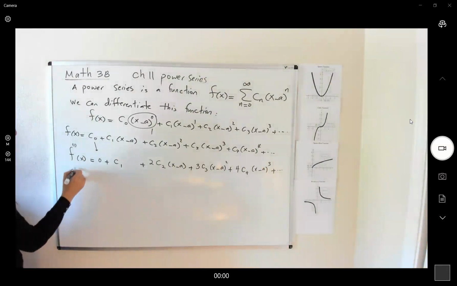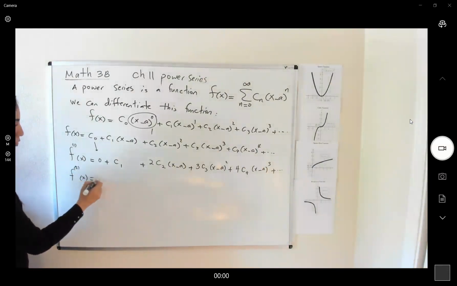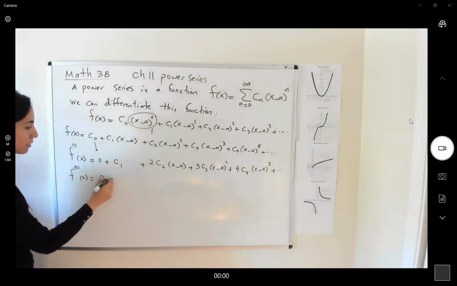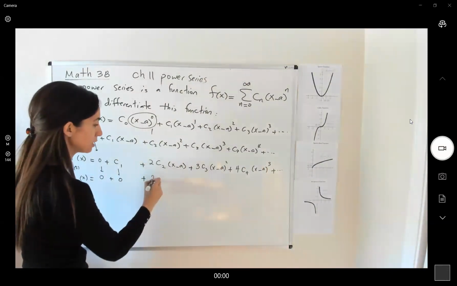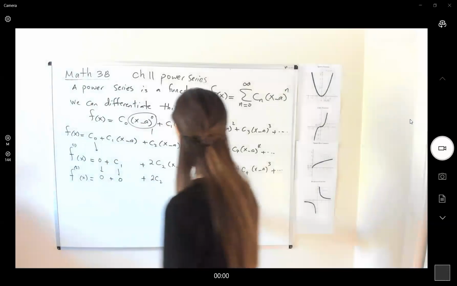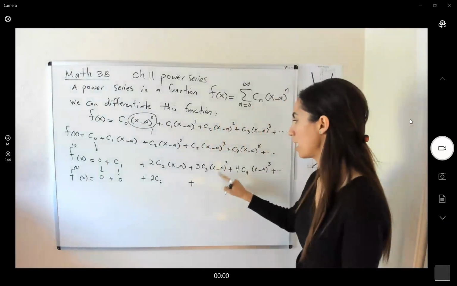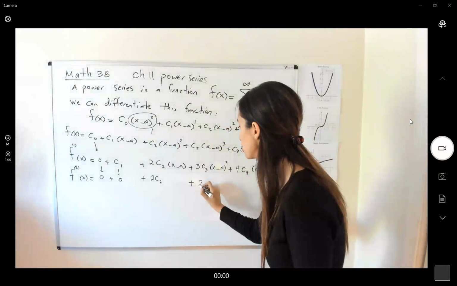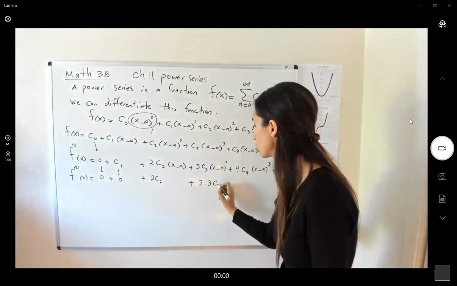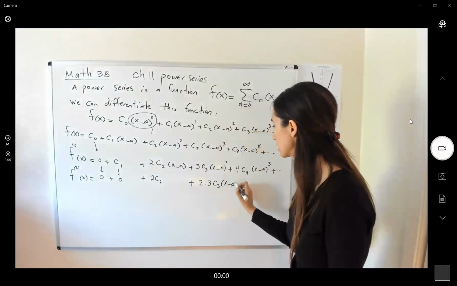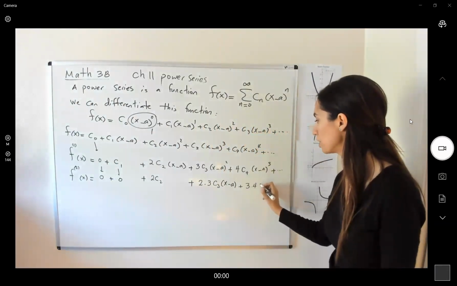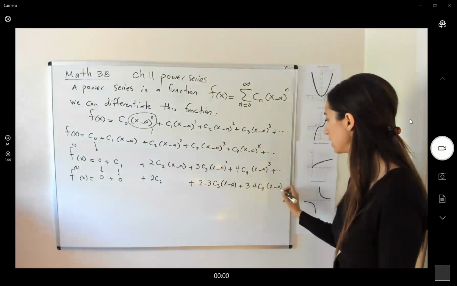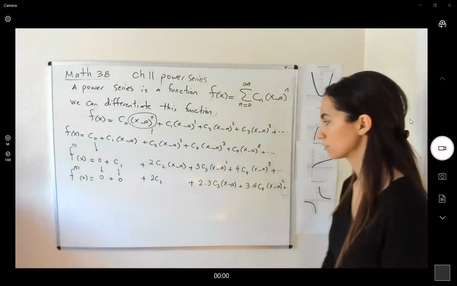The second derivative of the function is equal to the derivative of the constant, which is 0, plus the derivative of c1, which is 0, plus the derivative of 2 c2 (x minus a), which is 2 c2, plus the derivative of 3 c3 (x minus a) to the second power, which is 2 times 3 times c sub 3 (x minus a), plus this derivative, which is equal to 3 times 4 c sub 4 (x minus a) to the second power, plus the rest of the terms.